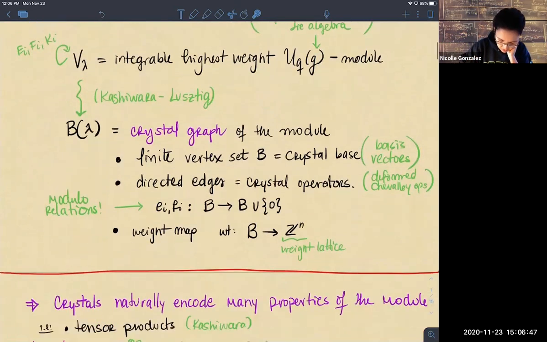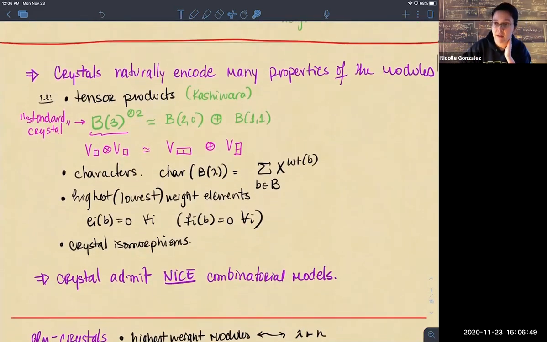Okay, great. So why do we care about crystals, and why are they interesting to combinatorialists or algebraists? Well, the biggest reason is that they naturally encode a lot of the properties of the module, but they're simpler because they're just graphs. For example, modules have a natural tensor product structure, and that tensor product structure is perfectly mimicked and recovered through taking the tensor products of their corresponding crystals.